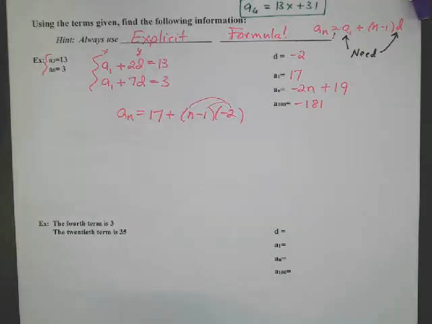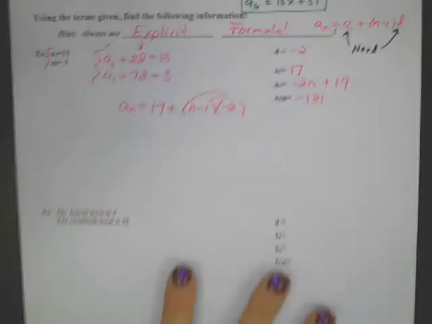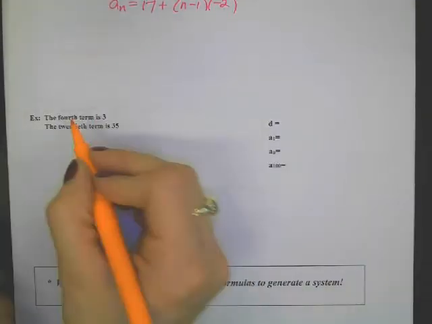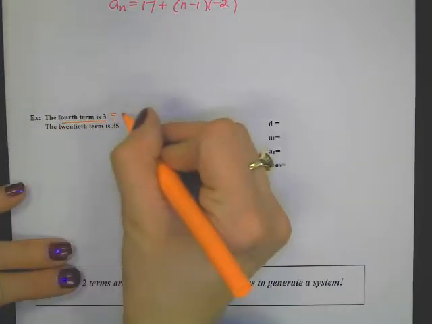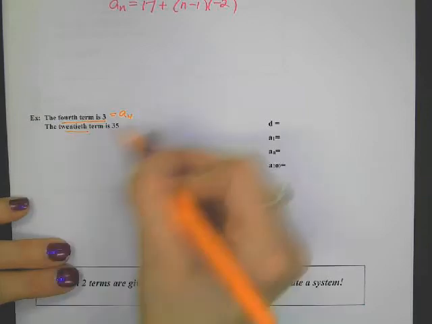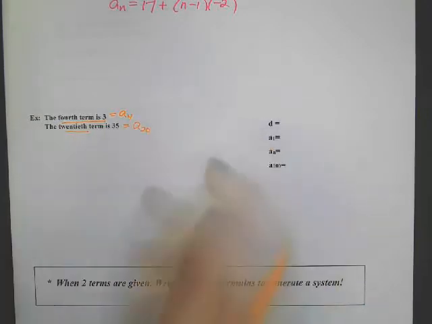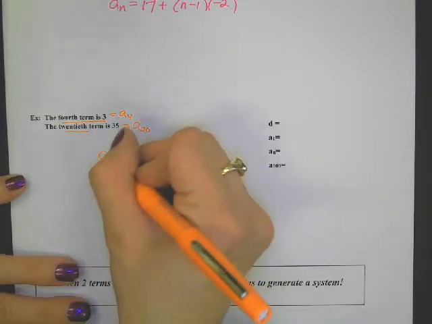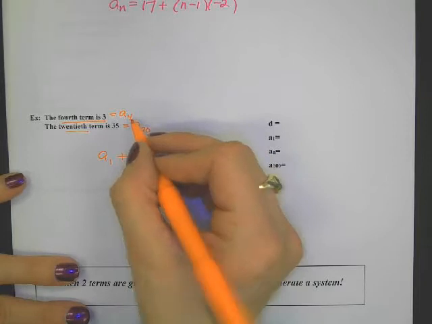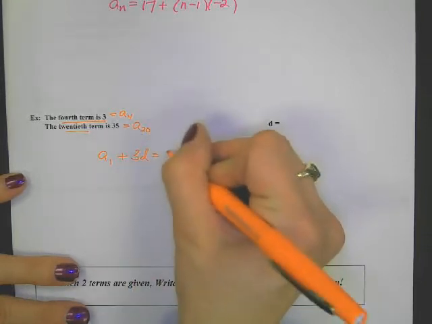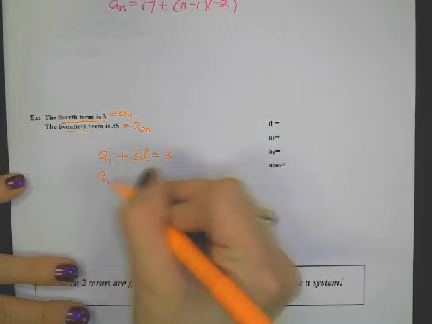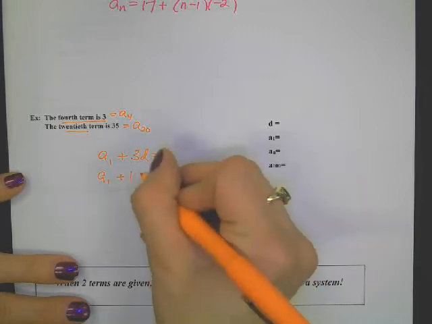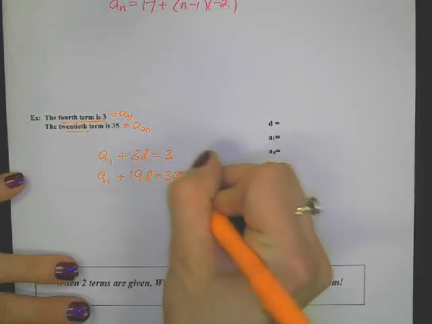Okay, let's try this again. I've got a couple of terms. So this is practicing the explicit formula and plugging in terms. The 4th term is 3, so that's a sub 4. The 20th term, a sub 20, is 35. So let's go ahead and make a system. I need to make a formula for a sub 4. A sub 4 is a1 plus how many d's? 3 d's. And my second equation is a1 plus how many d's to get to number 20? The 20th term would be 19 d's, and that's 35.